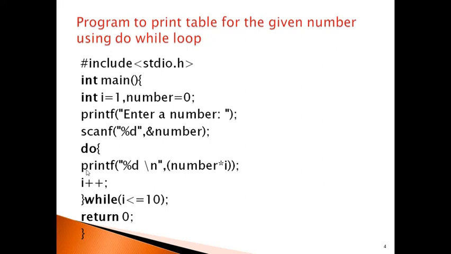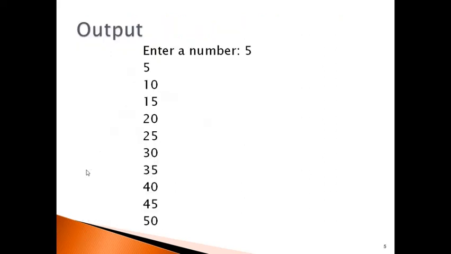Now we will see the expected output. The expected output is, if you entered 5, the program will print the table of the number 5. 5 ones are 5, 5 twos are 10, 15, 20, 25, like that. 5 tens are 50, up to 50 it will print.